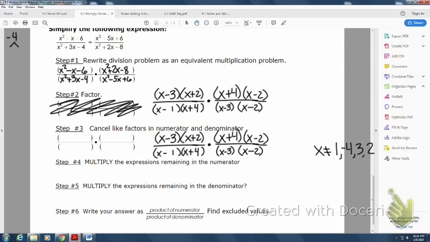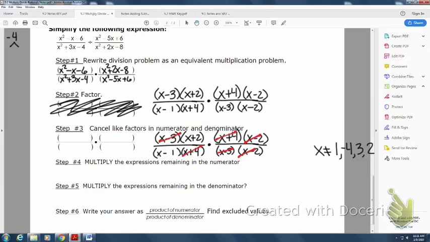So now I can go ahead and start canceling stuff out. Bree, what is a factor that I can cancel out on this one? X minus 2? Yeah. Lisa, what's another one? X plus 4. Okay. Rhett, what's the last one? X minus 3.